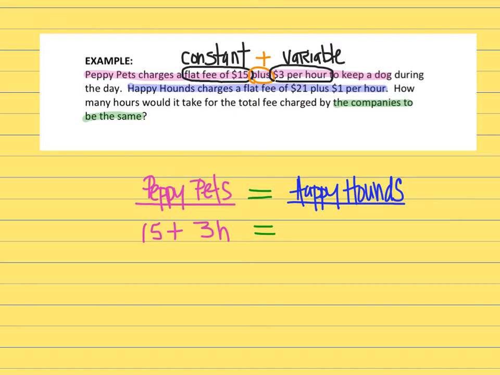And then Happy Hounds charges a flat fee of $21. So that's going to be a constant. And then it literally said plus $1 per hour. And that had the per, so that tells me this one is going to be the variable.